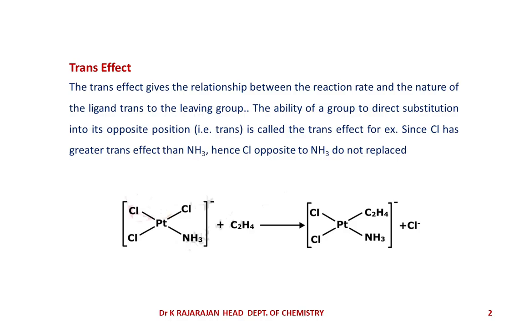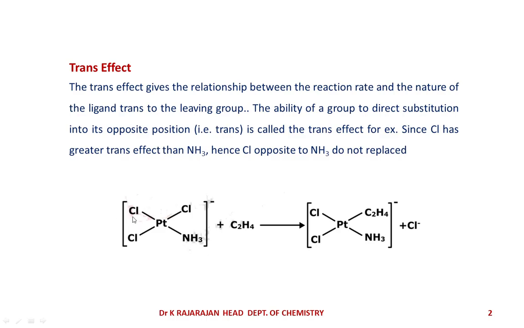So on the screen, now you are seeing the 3-chloro, 1-amino platinate square planar complex. When this square planar complex is allowed to react with an alkene, that is ethylene, one of the chlorines is getting replaced by the C2H4 group.